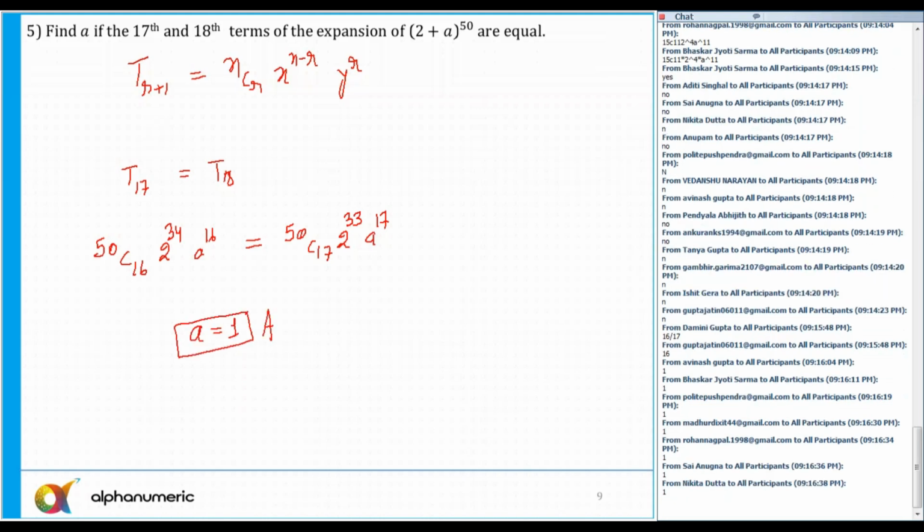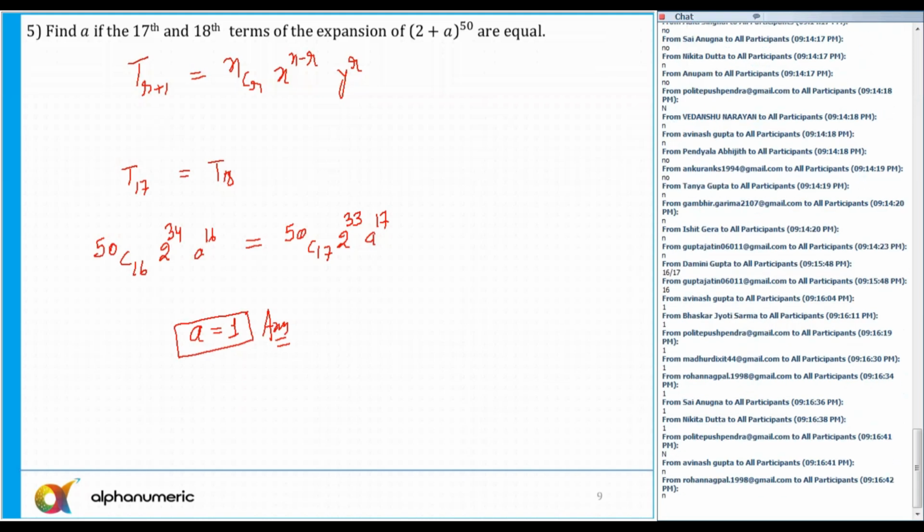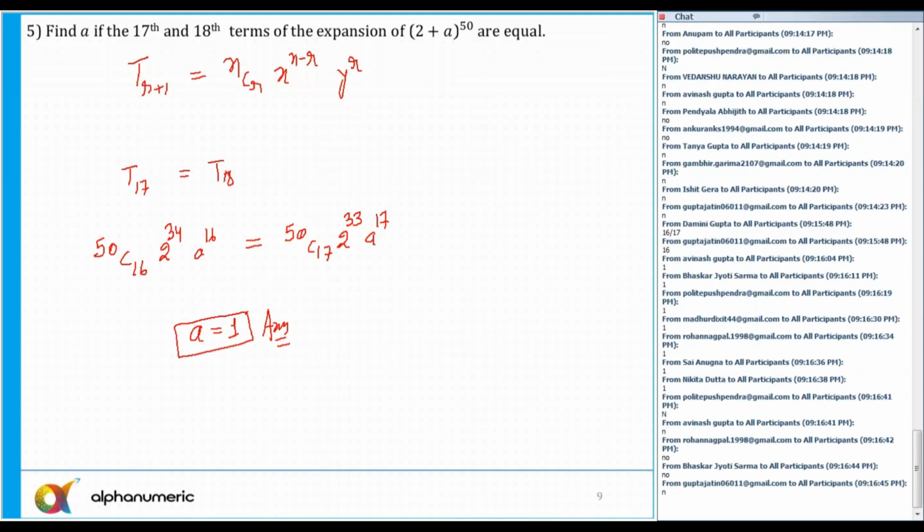Do I need to solve it completely? Alright. So if you solve this equation, you'll get that the value of a is equal to 1. You all know nCr is equal to factorial n upon factorial r into factorial n minus r. So most of the terms will get cancelled and we'll get this answer. So can I move to the next slide now?